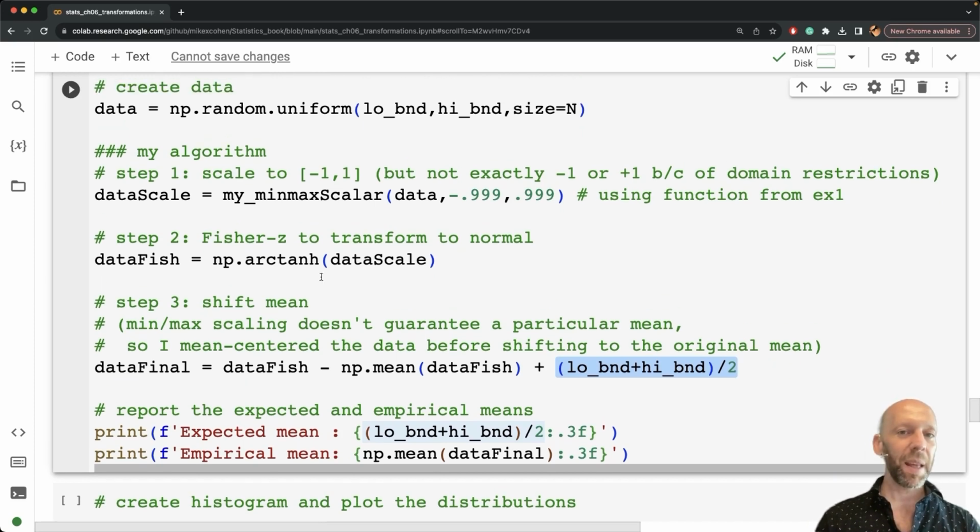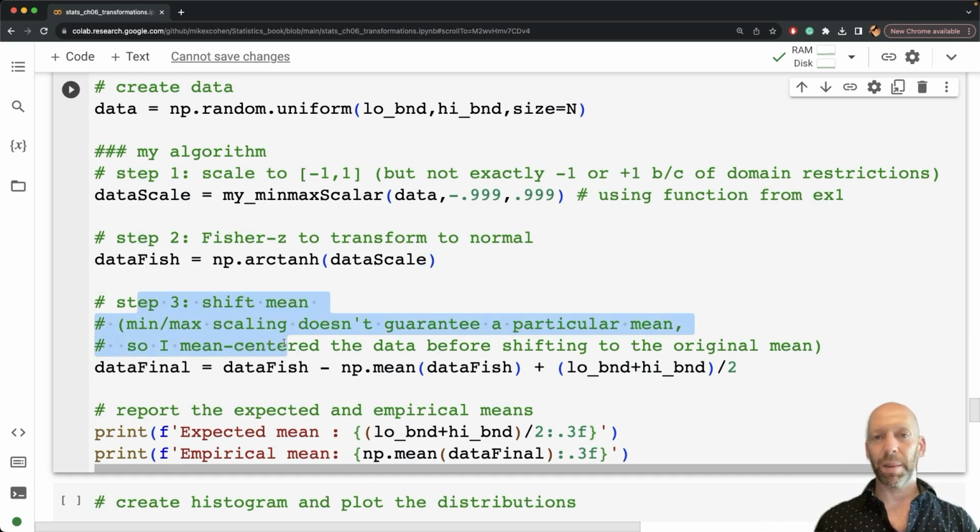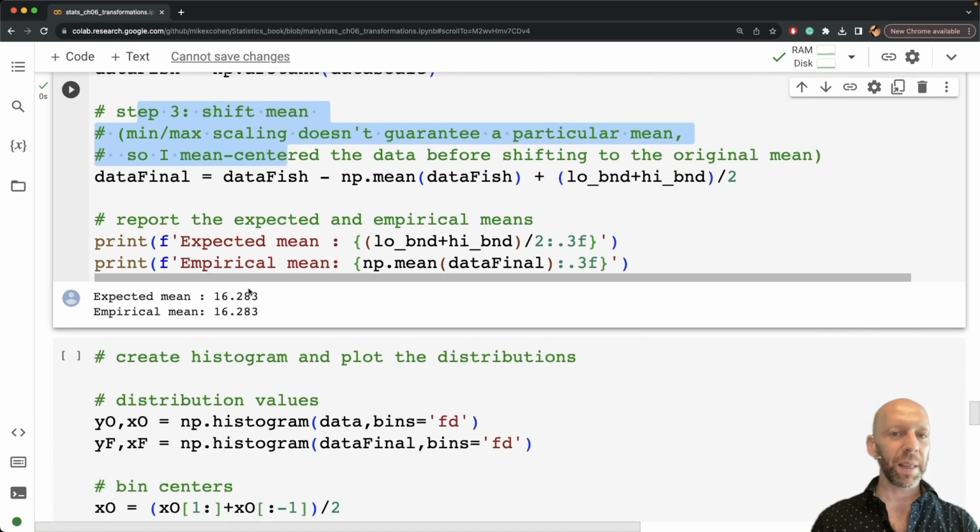It's just a sequence of transformations. It's min-max scaling, Fisher-Z, so this is a nonlinear transform, and then another linear transform just to mean shift the data. Okay, so then you see this is the expected mean and our empirical mean. They match perfectly. That's beautiful.